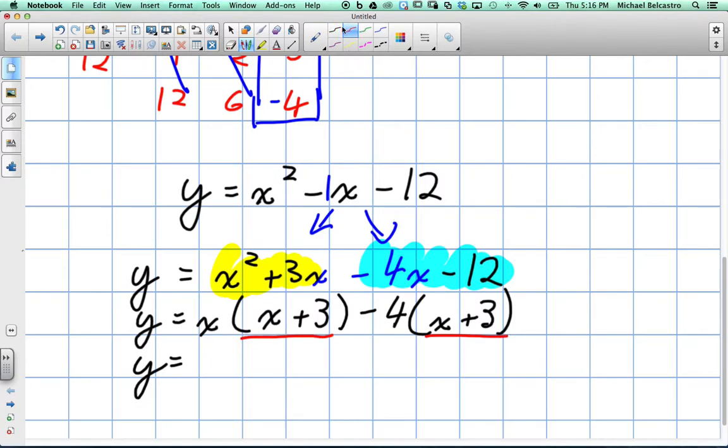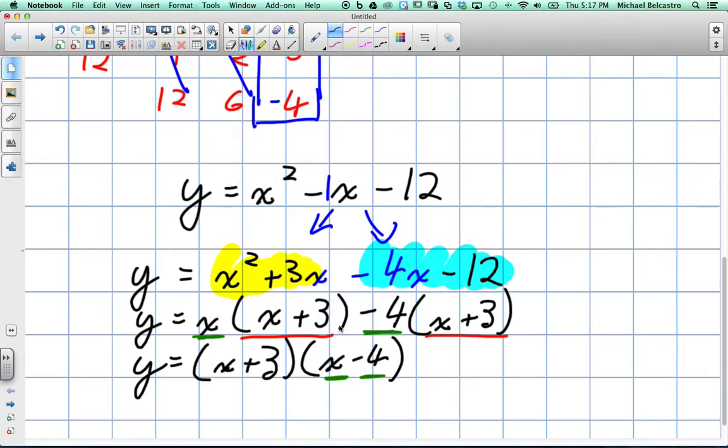This x plus 3. We have x plus 3. That's a common factor. And now our other set of brackets are the two terms that we common factored out in the first place. So that will be our x and our -4. I remember that now from you teaching me this when I understood.